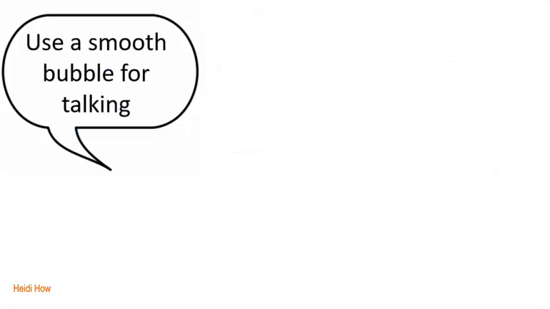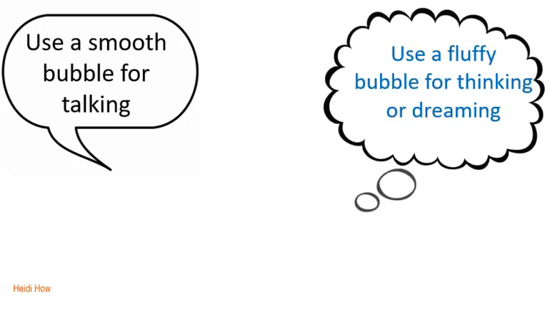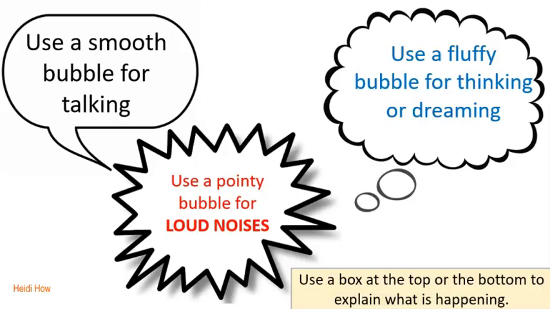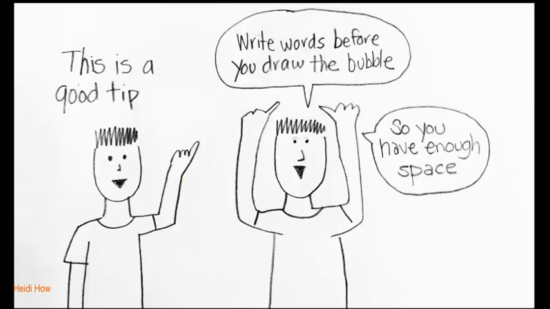You're going to use a smooth bubble for talking, fluffy bubble for thinking or dreaming, pointy bubble for loud noises, and you can use a box at the top or the bottom if you want to explain what's happening. And here's another good tip. Write the words before you draw the bubble. Otherwise, you'll draw the bubble and then there won't be enough space to get all the words in.